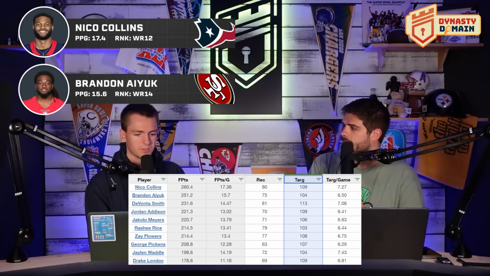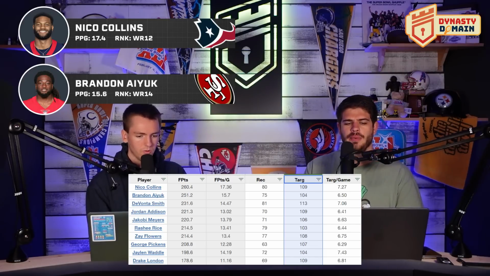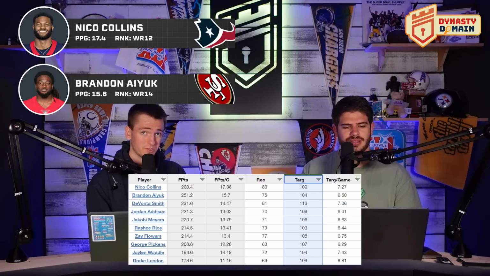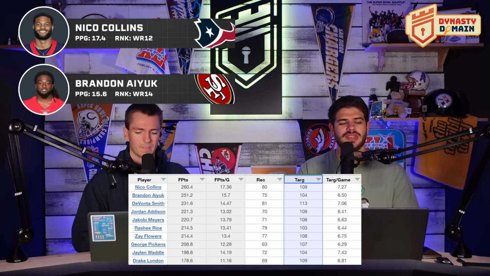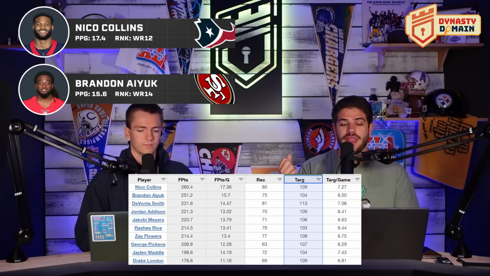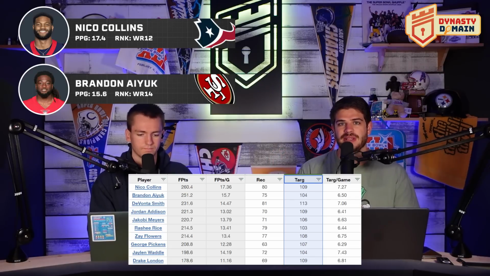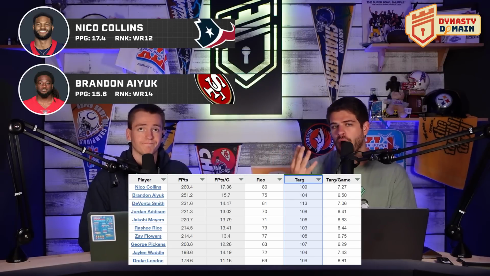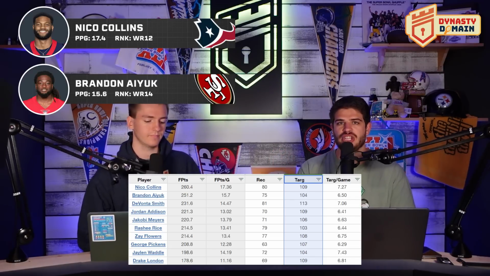I started thinking, what other guys are there? Drake London stood out to me, and Waddle. Zay Flowers. I want to point this out real quick. You sort this list by total fantasy points last year. The top 2 guys are Nico Collins and Brandon Aiyuk with 109 and 104 targets. The bottom 2 guys are Jalen Waddle and Drake London with 104 and 109 targets. Literally mirrored. And we're talking about all 4 of those guys going in the same range in Dynasty.